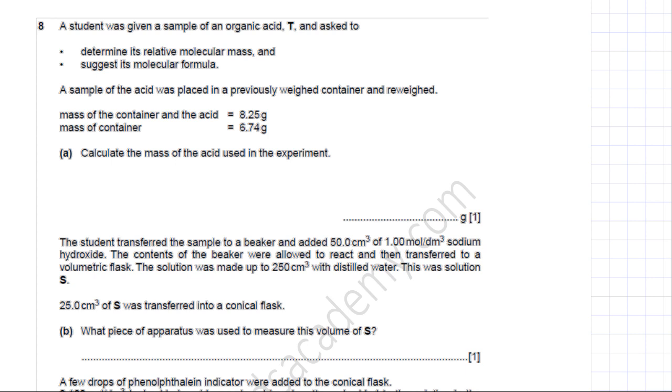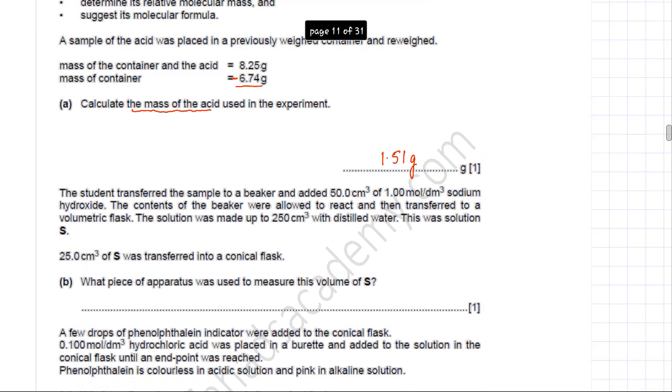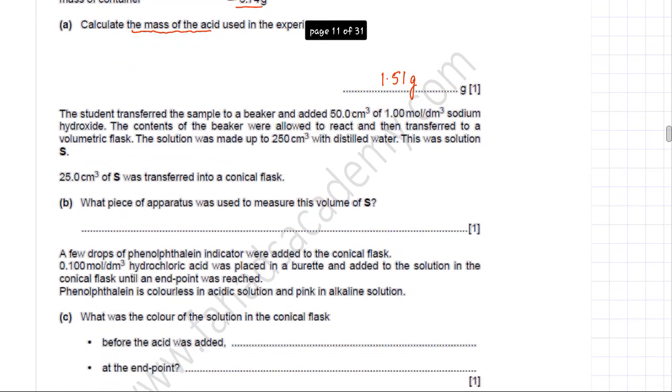So what you're going to do is simply subtract the two values, removing the mass of the container from the first value, which is the mass of the container plus the acid. We find the mass of the acid by subtracting the two values, and this comes out to be equal to 1.51 grams. So that is the amount of acid that is being used in the reaction. This organic acid is called T.